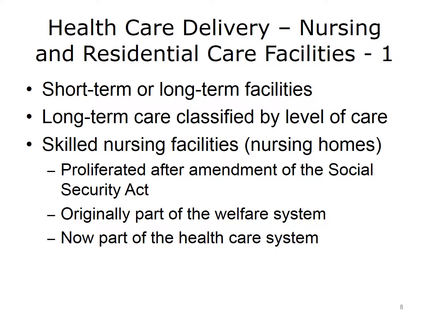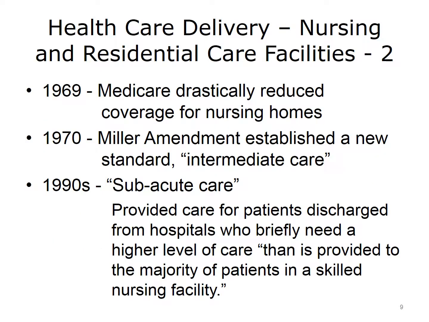Skilled nursing facilities, also called nursing homes, initially proliferated after an amendment of the Social Security Act. They were originally part of the welfare system and gradually shifted to become a part of the current healthcare system. In 1969, as the cost of Medicare increased, the then Department of Health and Human Services drastically reduced coverage for nursing homes. A year later, the Miller Amendment established a new standard called intermediate care.